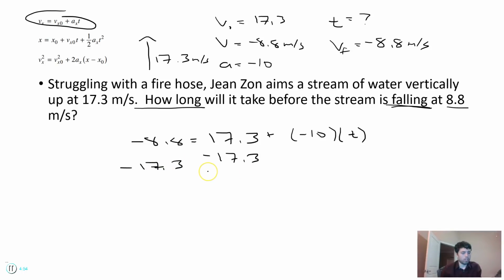And I'm going to get negative 26.1. T, I'm going to divide by negative 10, and I'm going to get a positive 2.61. So there you go. That's all it takes. Another hard part is picking variables and equations, but hopefully the actual practice is doing you good and you're starting to get it. So let's keep going to the next one.